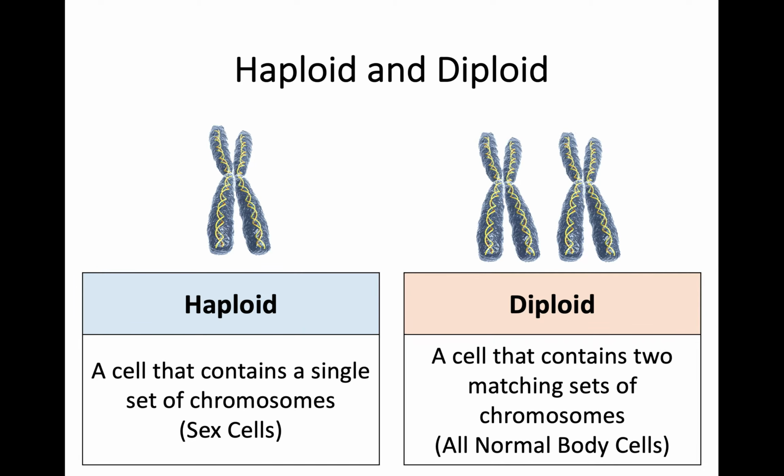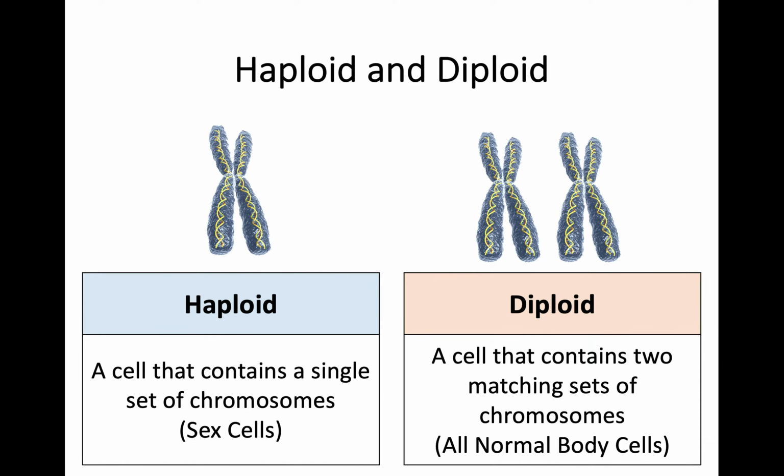In terms of the number of chromosomes in cells, a cell that contains a single set of chromosomes is called haploid, whereas a cell that contains two matching sets of chromosomes is called diploid, di meaning two. All normal body cells, for example skin cells, muscle cells, liver cells, are all diploid. That's the standard number of chromosomes we find in our normal body cells.